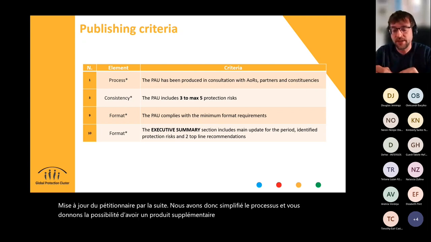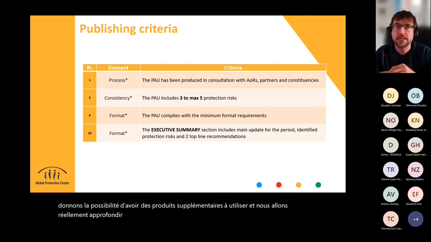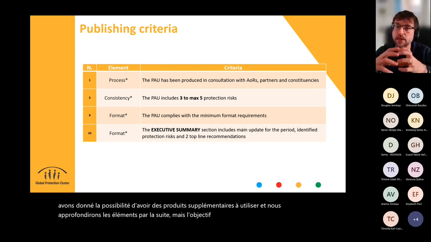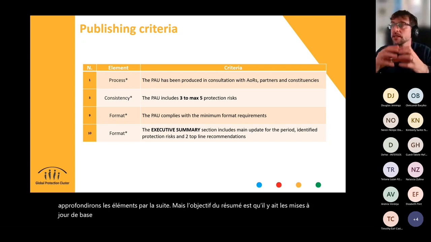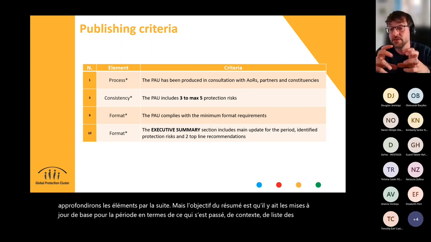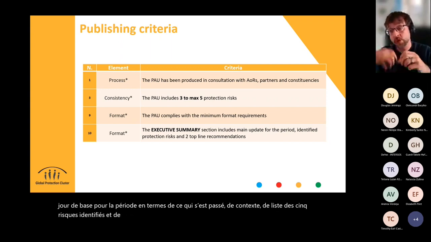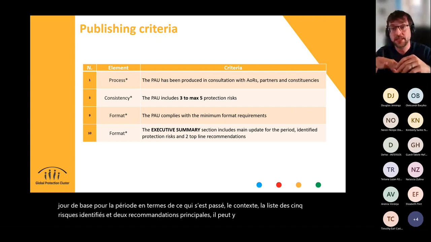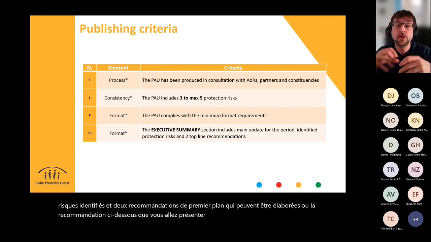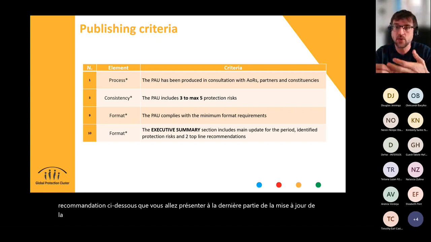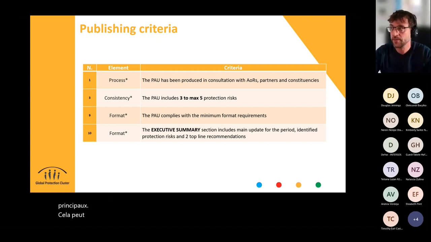We will delve into the elements afterwards, but the goal of the executive summary is that it contains the core updates for the period in terms of what happened in the context, the list of the five risks identified, and two top-line recommendations. They can either be built on the recommendations that you are going to present in the final part of the protection analysis update, or they can be two big asks or two core messages, which can also be advocacy messages or calls to action.